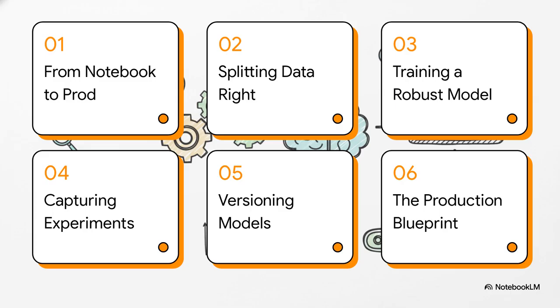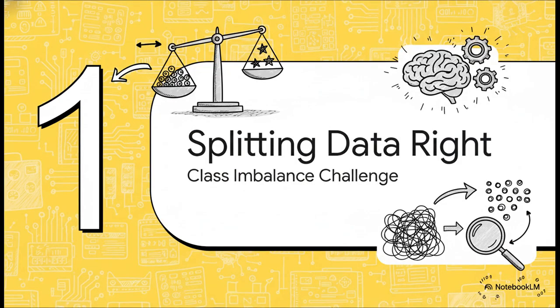So here's our game plan. We're going to follow the logic of that train-model.py script. We'll kick things off by looking at what makes production so different from a notebook. Then we'll get into the nitty-gritty: splitting data the right way, training a model that's actually robust, tracking our experiments with MLflow, versioning the final model with DVC, and then we'll wrap it all up into a blueprint you can use. Okay, let's dive right in.